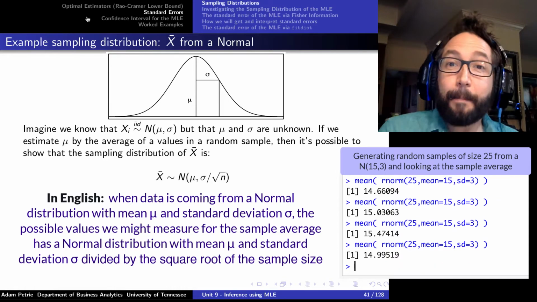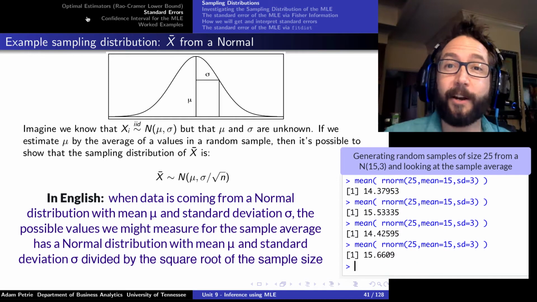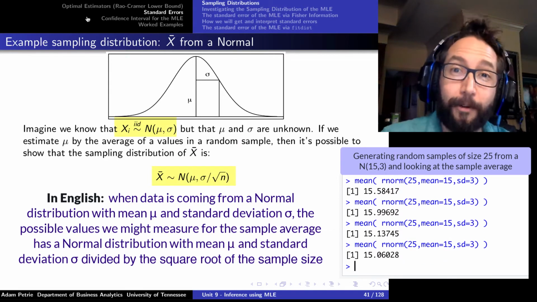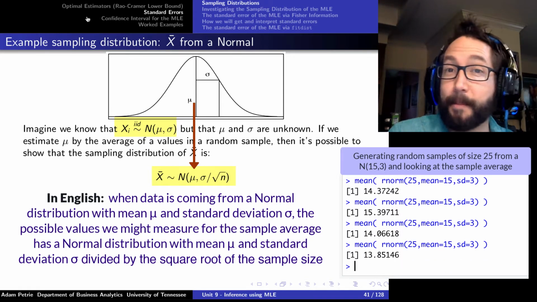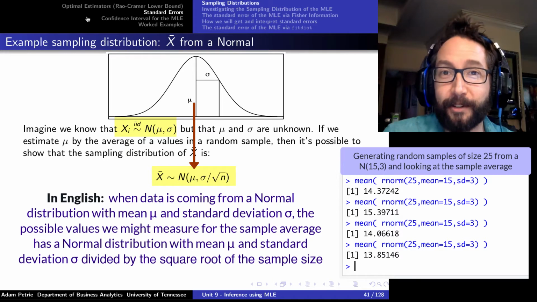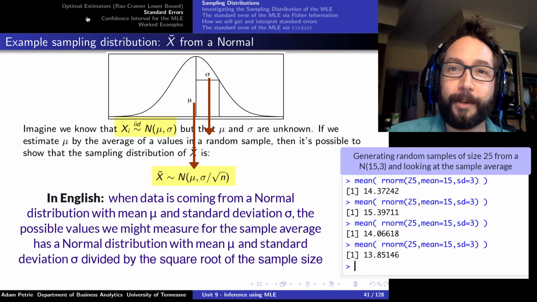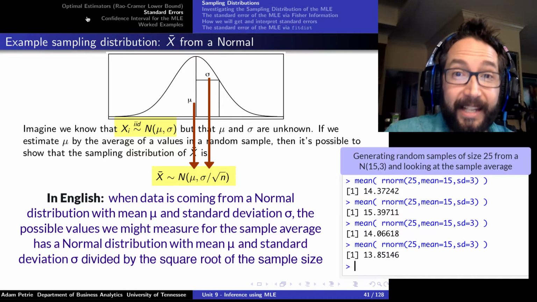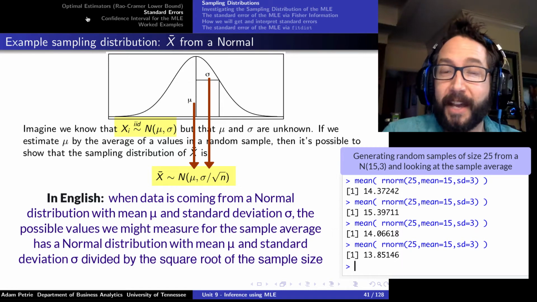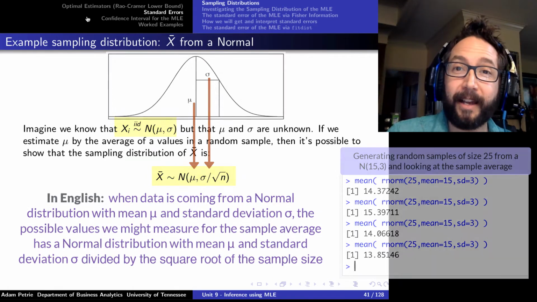It turns out that the sampling distribution of the sample average, the possible values of the sample average that I might measure when I collect data, is perfectly well described by a normal distribution in and of itself. It's going to have the same peak as the probability distribution making each individual value. It's still going to peak at mu. And I can predict the standard deviation of the sampling distribution just by looking at the standard deviation of the normal that's generating the data. Take that sigma, divide by the square root of n, and that tells you the standard deviation of that normal distribution describing the possible values of the sample average that you might collect.